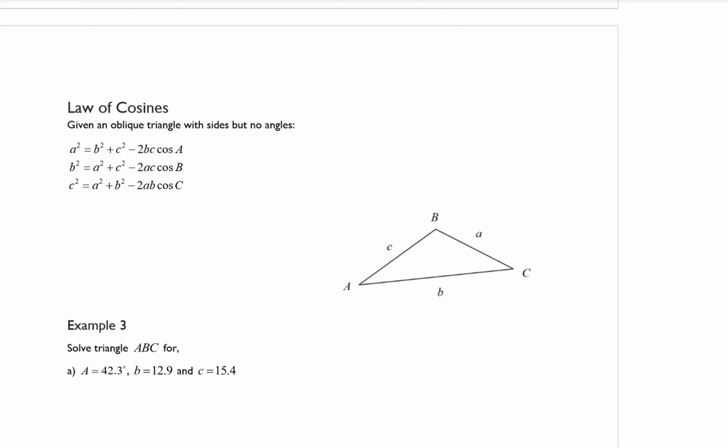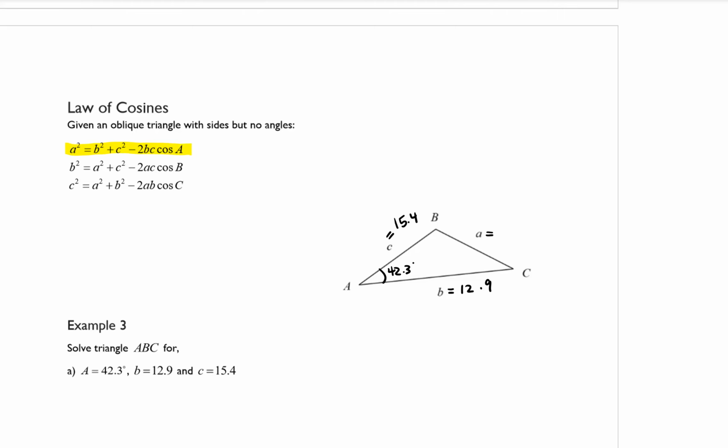So it's nice here that we already have a triangle drawn for us. I'm going to fill in some of the values. So we know that capital A is 42.3 degrees. We know that lowercase b is 12.9. And we know that lowercase c is 15.4. So we don't know side length lowercase a, so I'm going to go ahead and utilize this first equation here.